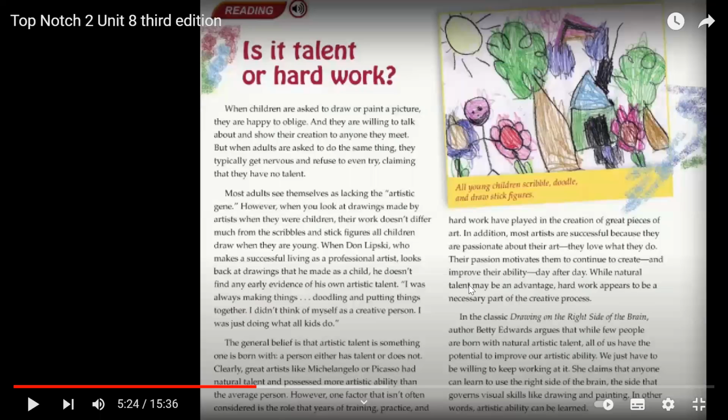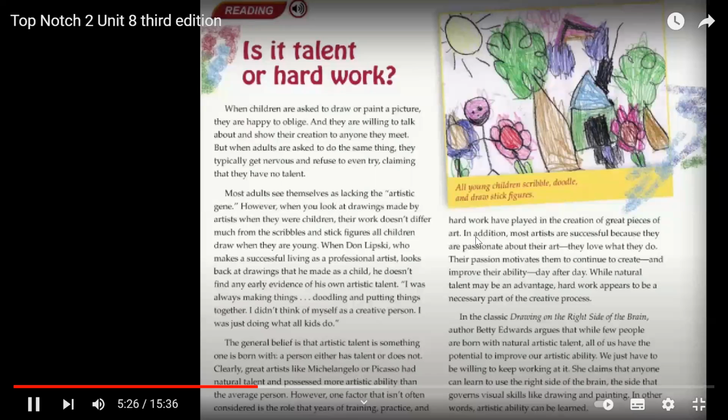While natural talent may be an advantage, mientras que el talento natural pudiera ser una ventaja, hard work appears to be a necessary part of the creative process. If you don't put hard work into your art, you are never going to be good. Even if you have a lot of talent, hard work is always necessary. I'm going to continue with the lecture.